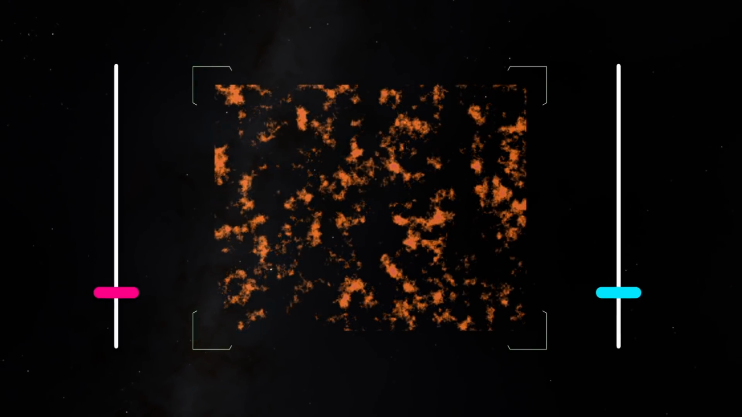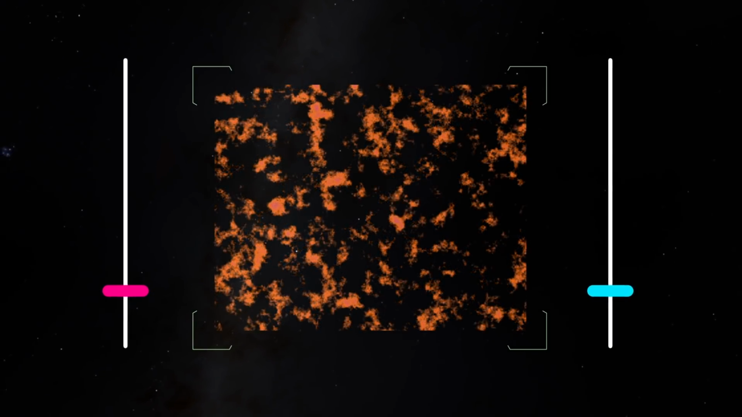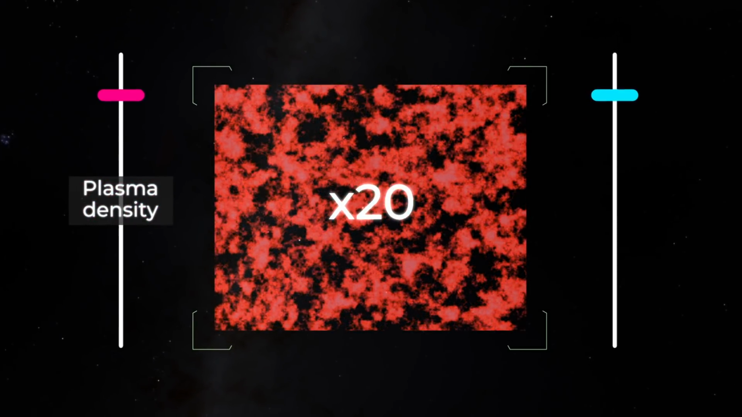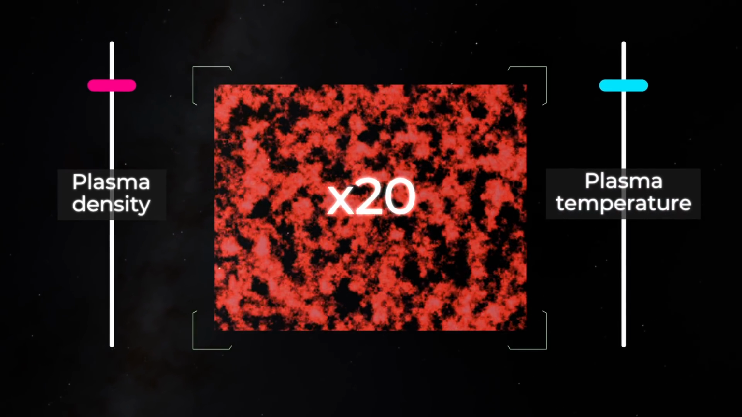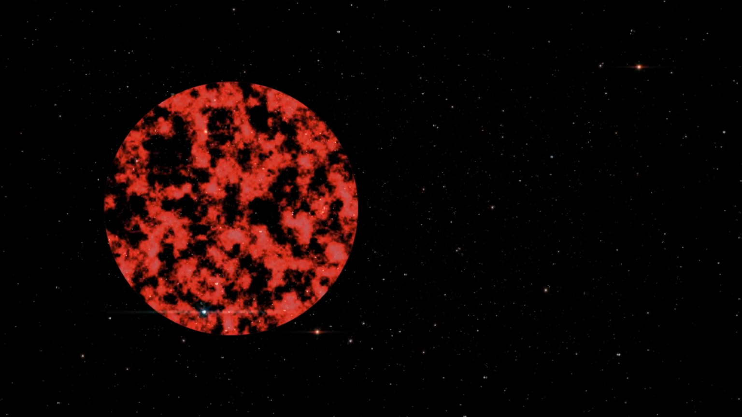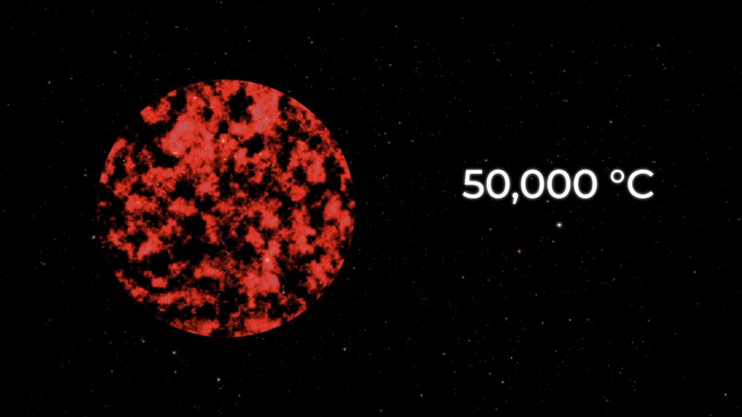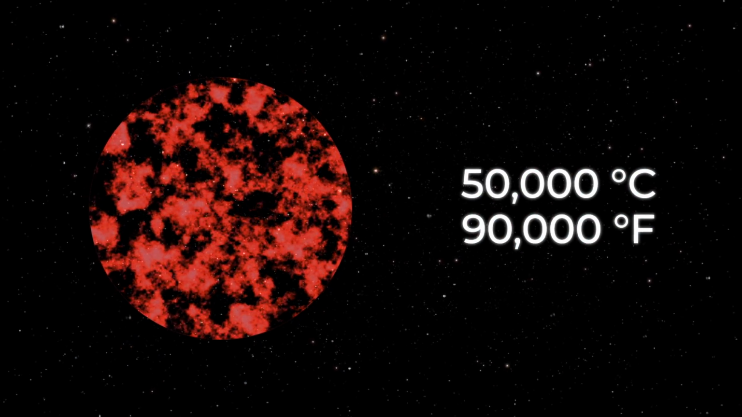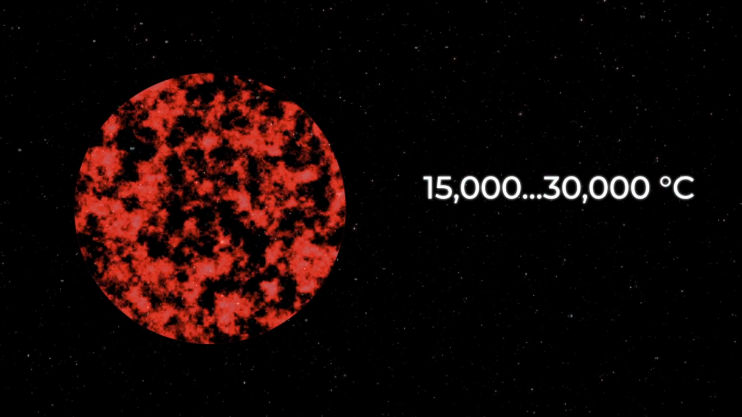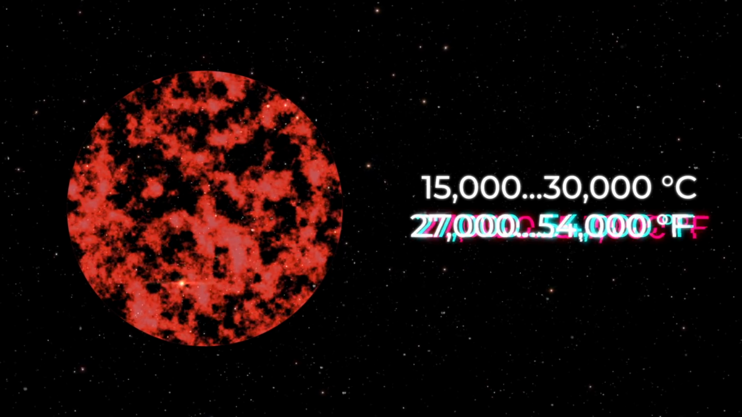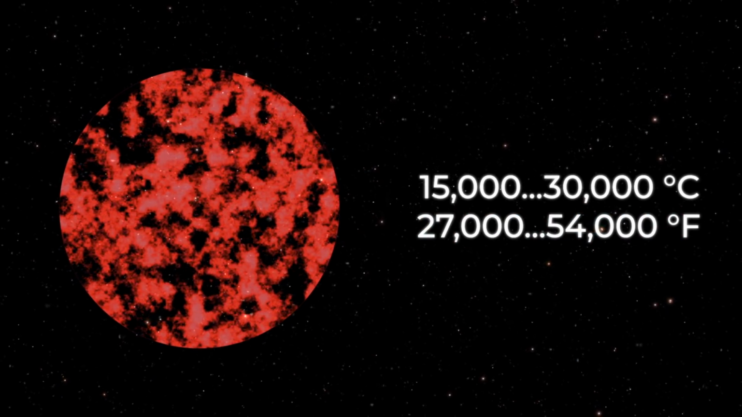Later, the instruments of Voyager 2 recorded a 20 times jump in plasma density and plasma temperature as measured in near interstellar space. It reached 50,000 degrees Celsius or 90,000 Fahrenheit instead of the predicted parameters of between 15 to 30,000 Celsius or between 27,000 and 54,000 Fahrenheit.